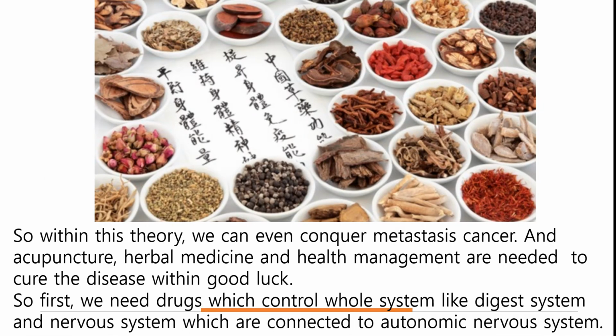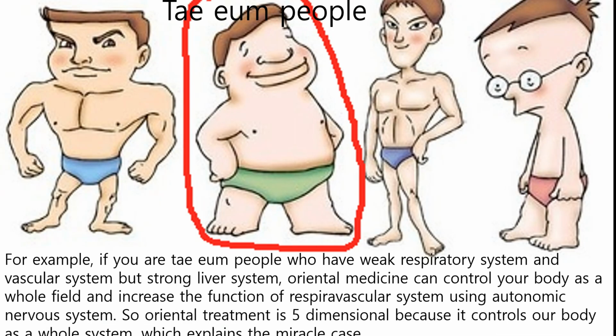So within this theory, we can even conquer metastatic cancer, and acupuncture, oriental medicine and health management are needed to cure the disease, with good luck. So first we need drugs which control the whole system, like the digestive system and nervous system, which are connected to the autonomic nervous system. For example, if you are a person who has a weak respiratory system and vascular system but a strong liver system, oriental medicine can control your body as a whole field and increase the function of the respiratory and vascular system using the autonomic nervous system.